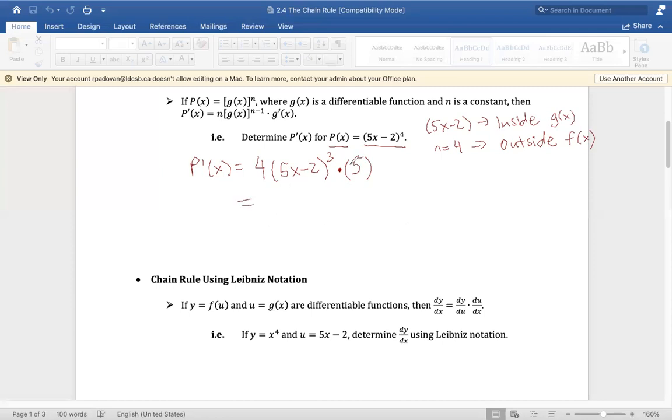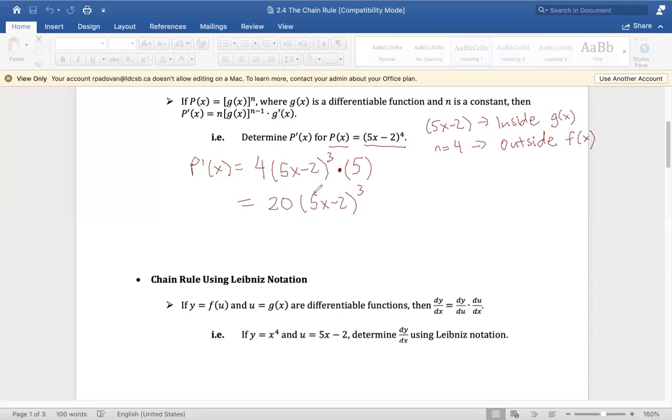So what I would do is take the 5, they're both constant, right? The 5 times the 4 and make it 20 multiplied by 5x minus 2 to the exponent of 3, and that's as far as you need to go.